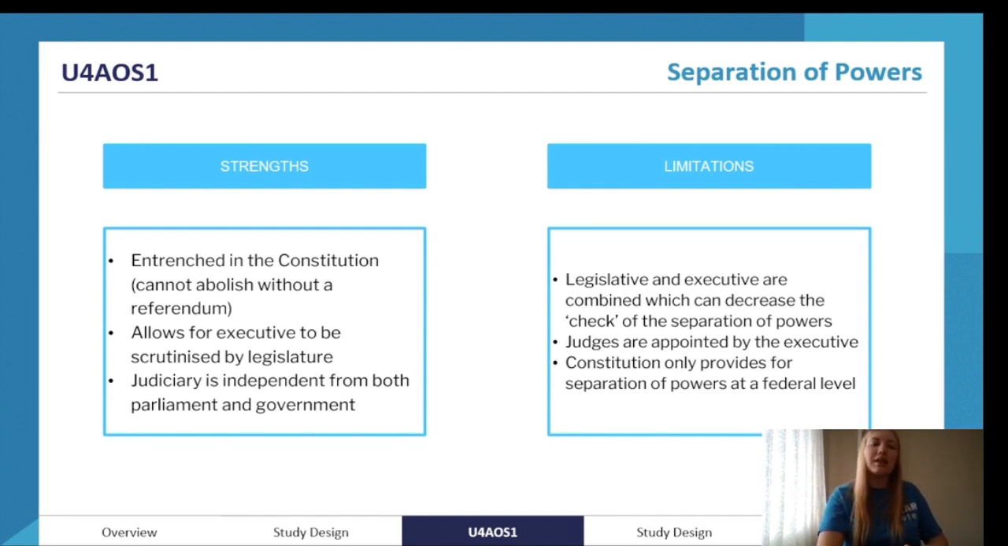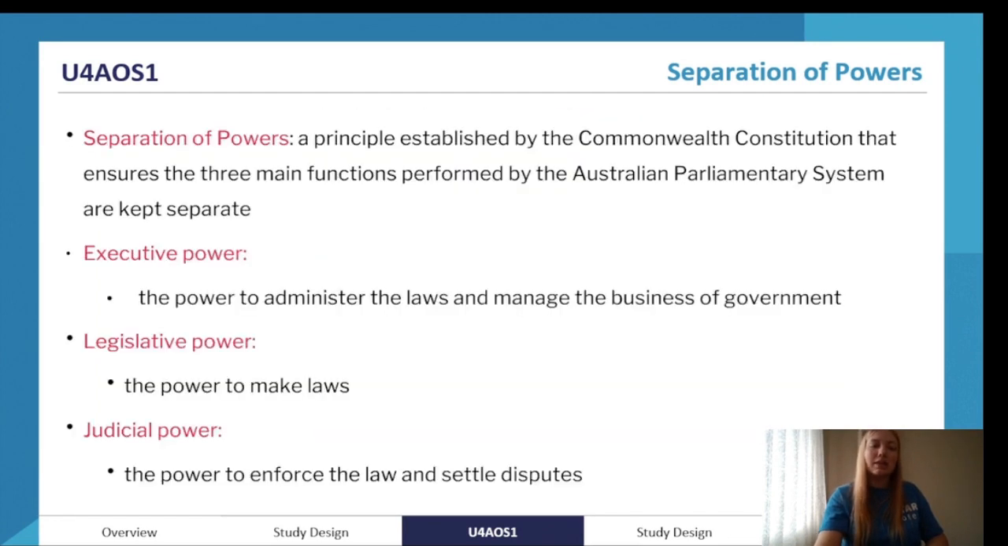It allows for the executives to be scrutinized by the legislative power holders. So, considering that people administering laws and managing government will be scrutinized by members of parliament, especially in the Senate, saying that they're doing things wrong, they're not administering laws effectively that have come into power, etc., etc. This obviously sparks a lot of media attention, and they may legislate to change some of these things if they do so successfully.